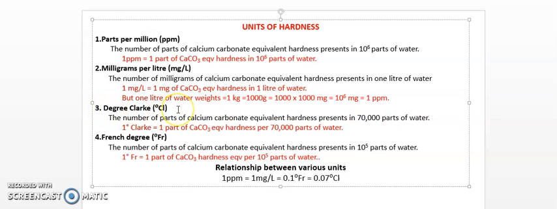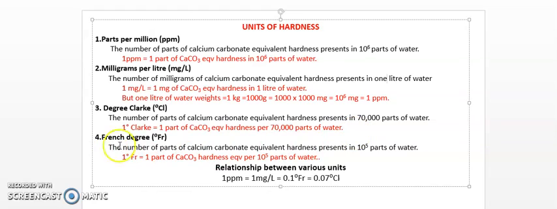Now the third unit, degree Clark. It is the number of parts of calcium carbonate equivalent present in 70,000 parts of water. So 1 degree Clark is equivalent to 1 part of calcium carbonate equivalent hardness per 70,000 parts of water.